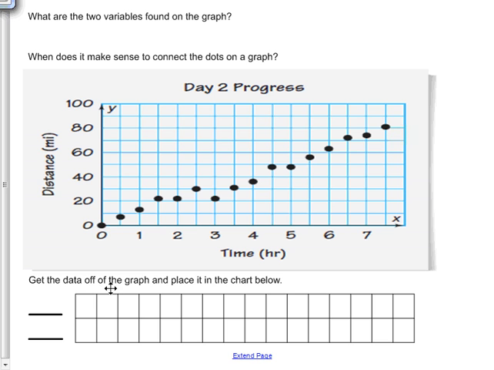But get the data off the graph and place it on the chart. I'm going to see if you can get that off the graph. Put it in the chart. So press pause right now, and then after you unpause it, you can see my data displayed in the chart.